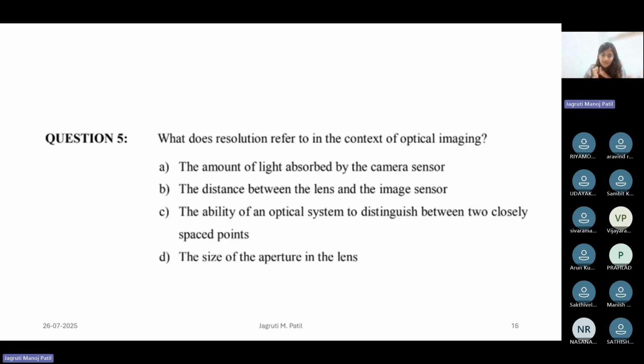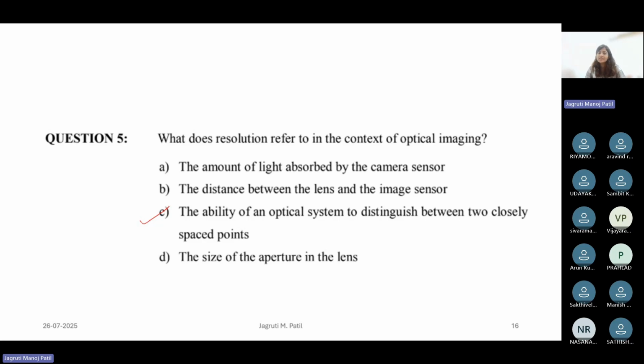Okay. Now, what does resolution refer to when we're talking about optical imaging? Or basically, what is resolution in a general context also? Because resolution is essentially the same thing for all systems. C is the answer. It's the ability of the optical system to distinguish the smallest distance between two points.